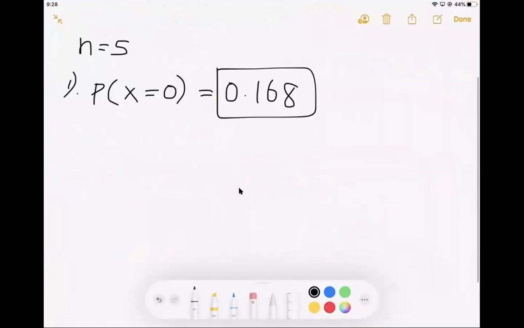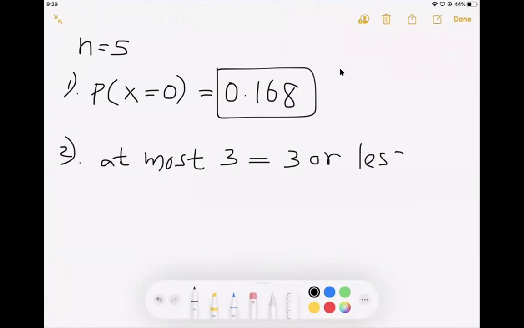Okay, now second one. What is the probability that at most 3? At most 3 means what? I have to write it. You have to know these keywords. Okay, at most 3 means 3 or less. Please remember.